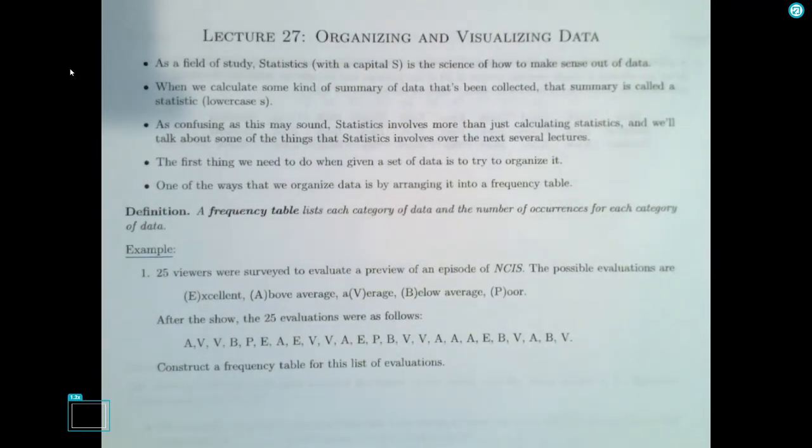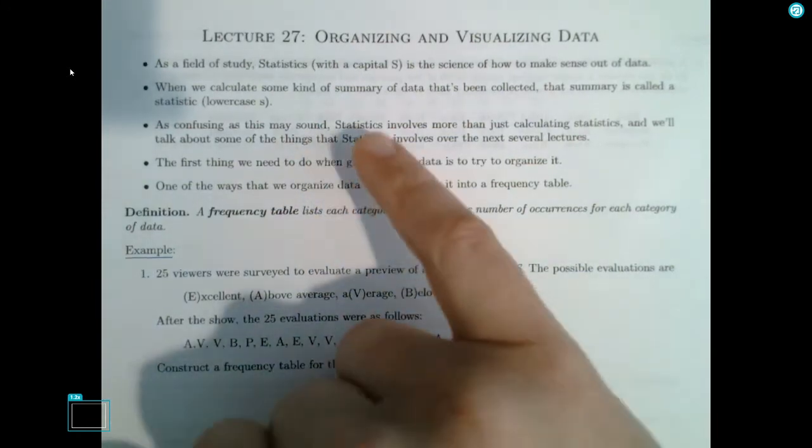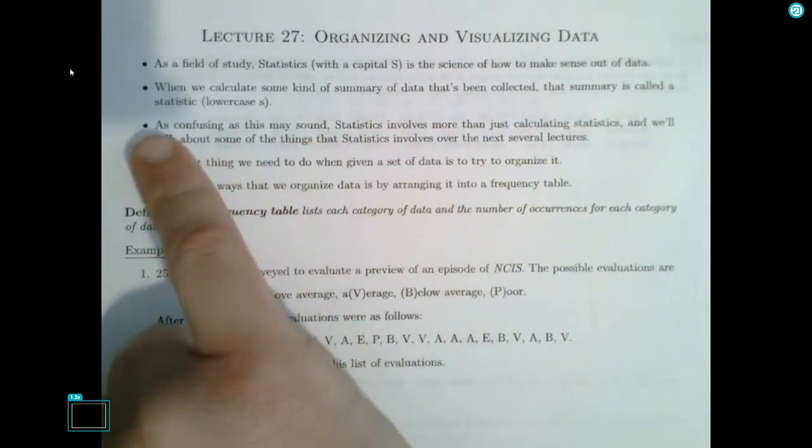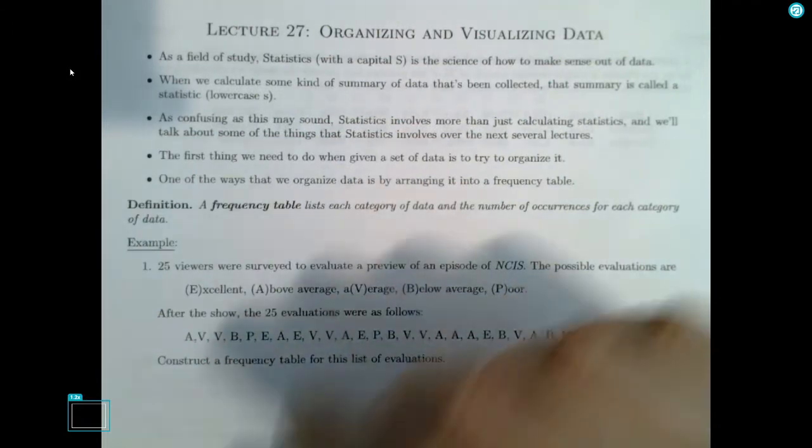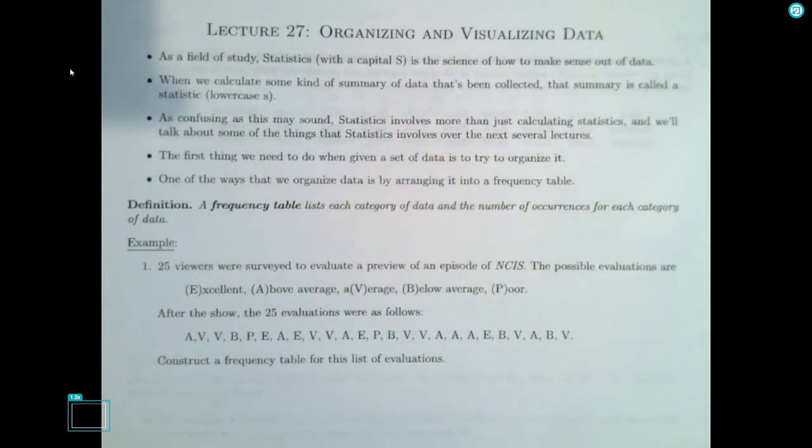When we calculate some kind of summary of data that's been collected, that summary is called a statistic with a lowercase s. So it's a little confusing, right? Because we use the word statistics to mean 2 different things: statistics with a capital S is the field of study, and statistics with a lowercase s is some kind of numerical summary of data that you've collected. So statistics as a field of study is more than just calculating lowercase statistics. There's more to it than that.